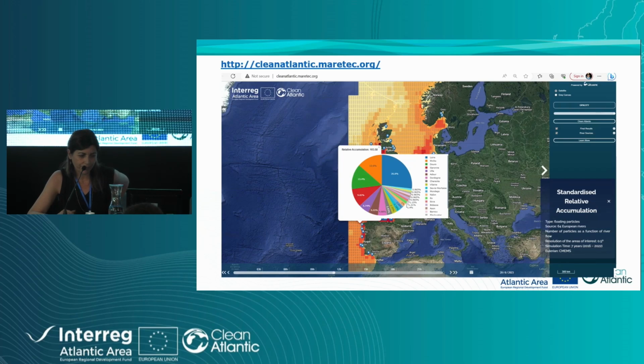So, very quickly and in a summarized way, this is not online yet, but it will be soon. And here we have a platform where we can see a simulation similar to the one I just showed you. And by clicking on one of these areas, we can identify the origins that pollute that specific area.